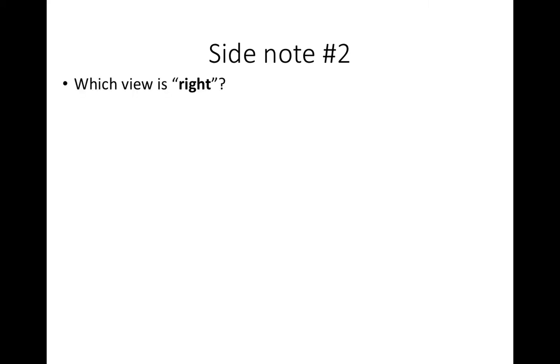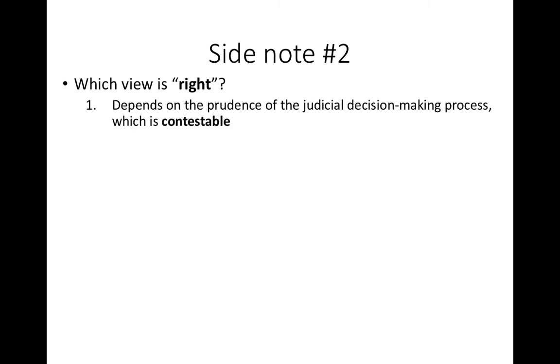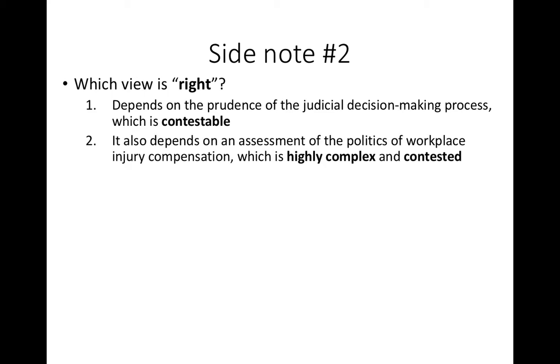So which view is right? Well, like many other things in this course, I'm not sure that there is a right answer. There's really a gray area here. And the gray area depends in large part on the prudence of the judicial decision-making process, which, as we've talked about, is very contestable. It also depends on an assessment of the politics of workplace injury compensation, which is both contested and highly complex. So is the tort case then an example of the courts acting dynamically or the courts acting in a constrained way?